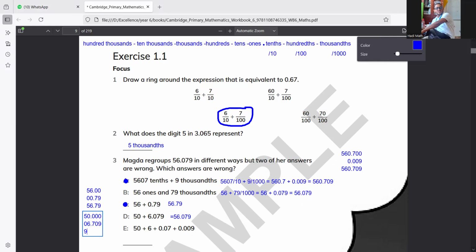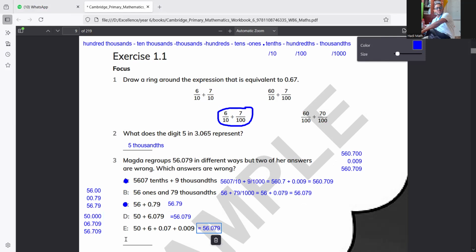0 plus 9 is 9, and then this is 0, this is 7, and this is the decimal point, this is 6, and this is 5. So which is correct? The last one, you have got it here, 50 plus 6 plus 0.07 plus 0.009. With the same idea, it is also equal to 56.079. Okay, you can also add them together using the same idea of column addition.